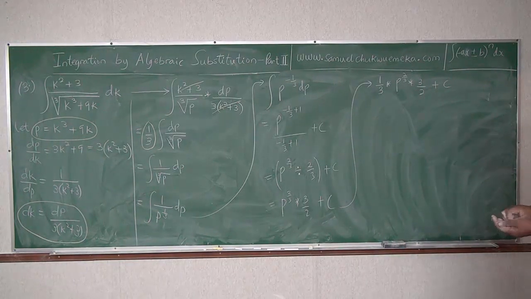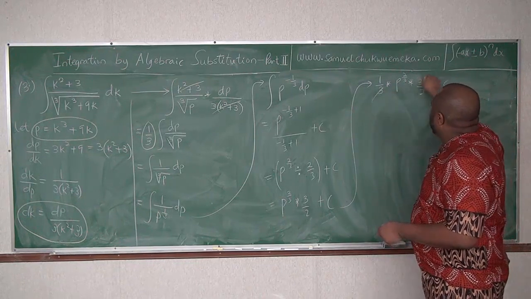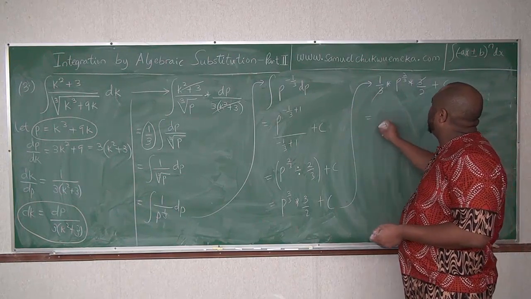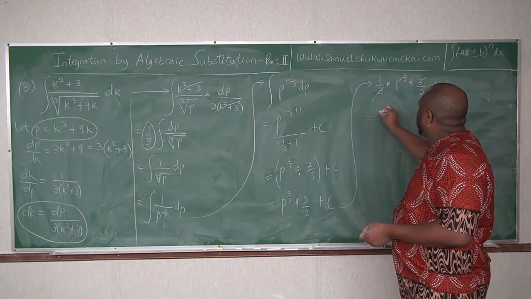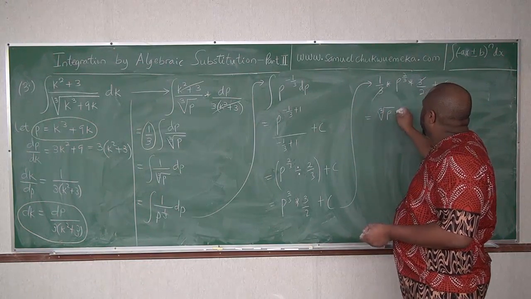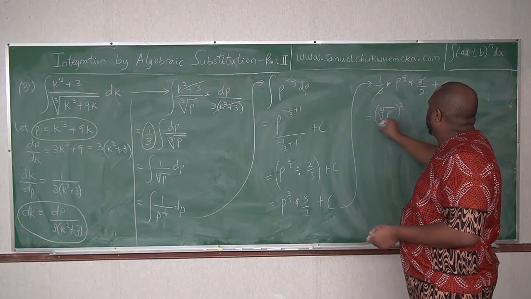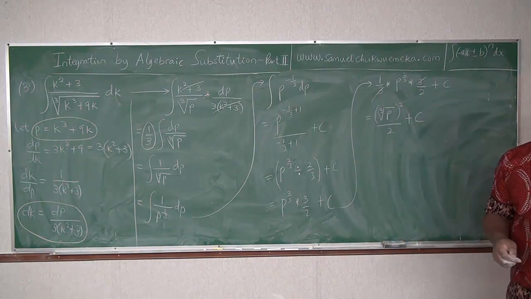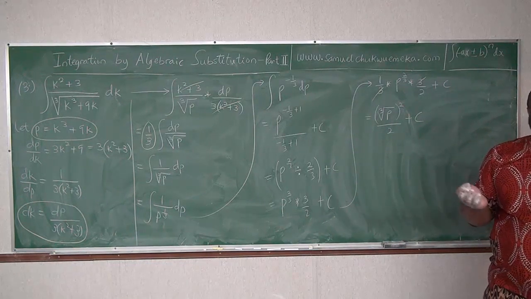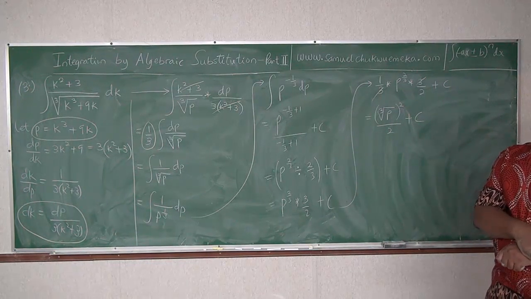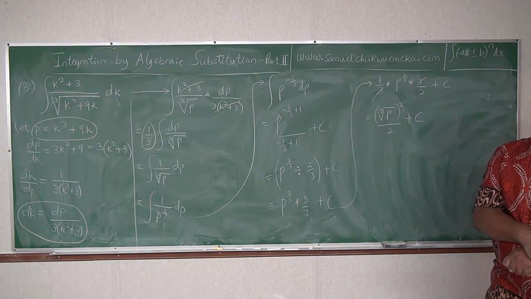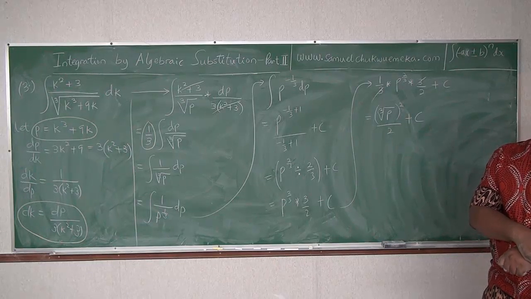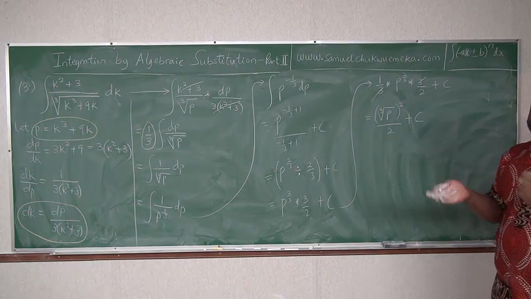See that? I cancel. So I now have the cube root of p, all squared, over 2 plus c. And the cube root of p all squared, we can't simplify it further than that. So we just substitute back. Now if it was p to the 3 over 2, then we could simplify further. But this is now the cube root of p all squared over 2.